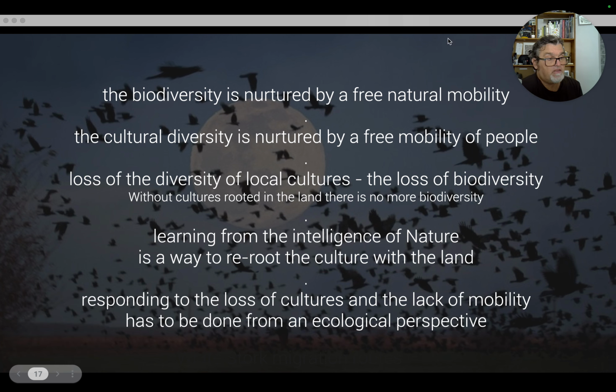So I would just share with you some conclusions. I understand that biodiversity is nurtured by a free natural mobility, and I understand also that cultural diversity is nurtured by a free mobility of people. And the loss of diversity of local cultures provokes a loss of biodiversity. So without cultures rooted in the land, there is no more biodiversity. And learning from the intelligence of nature is a way to reroute with the land. So we have an opportunity here. And responding to the loss of culture and the lack of mobility of people has to be done also from an ecological perspective.